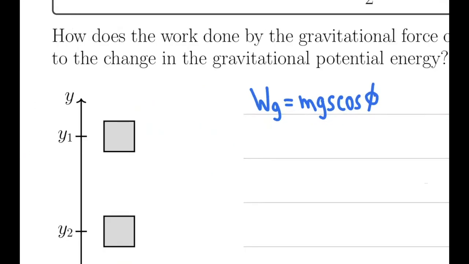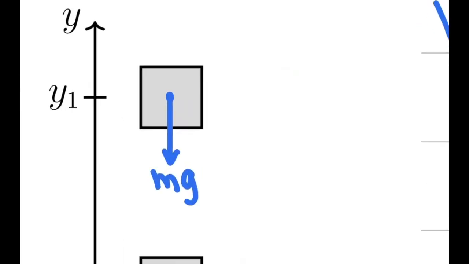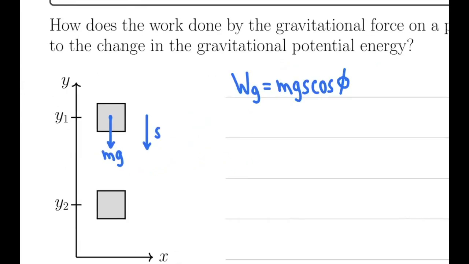So let's say we have an object and it's falling from y1 to y2. The only force acting on the object is gravity, so we have mg, and the displacement is going to be in the same direction as the force. All right. So what does that make phi?